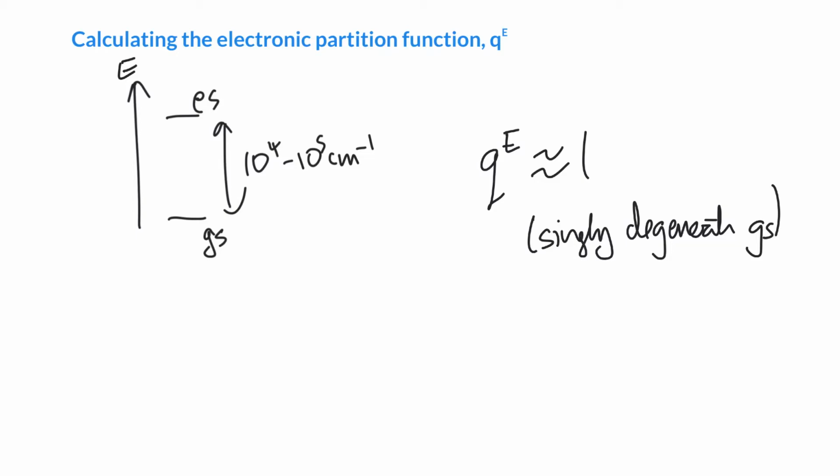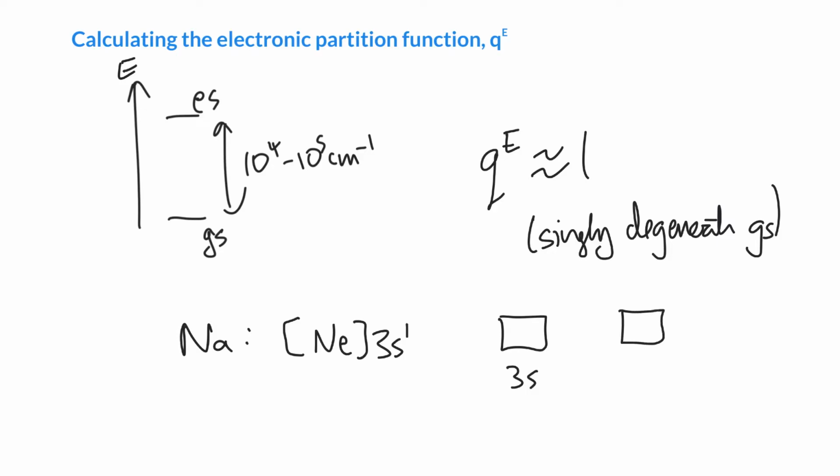If your ground state has a different degeneracy, then if it's doubly degenerate, we would assume that the electronic partition function would be 2, and if it was triply degenerate, it would be 3. We can take something actually that's interesting. We can take sodium, and we can write an electron configuration for sodium, a neon core, and 3s1. And so this is an example of a molecule that's going to have a doubly degenerate ground state.